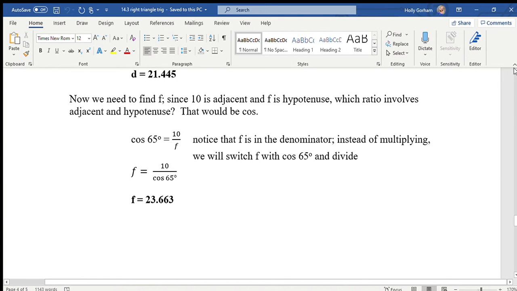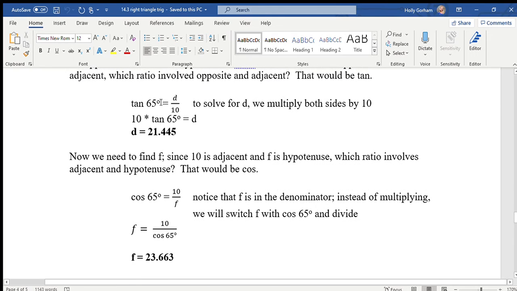So here's the difference. When you have a variable in the numerator, you're going to multiply. When your variable's in the denominator, you're going to divide. That's how it works every time.